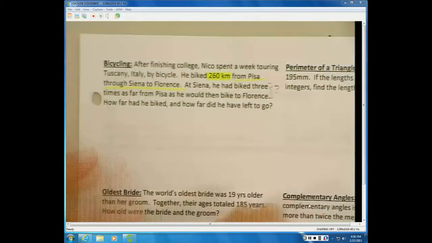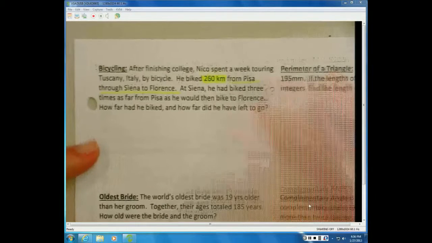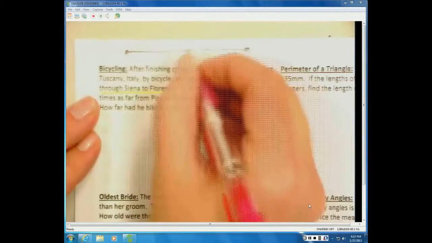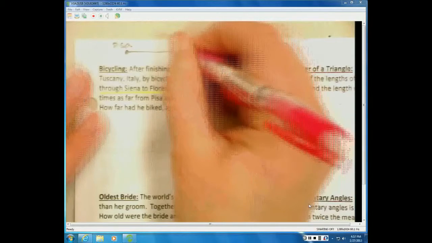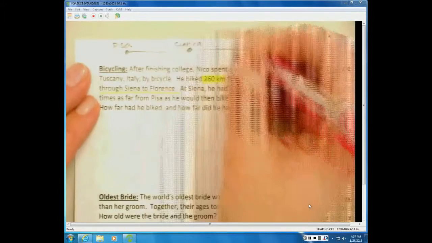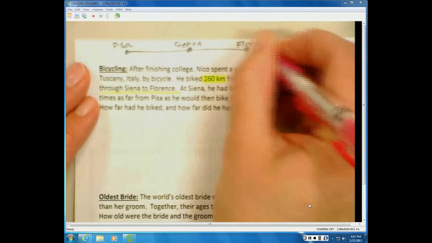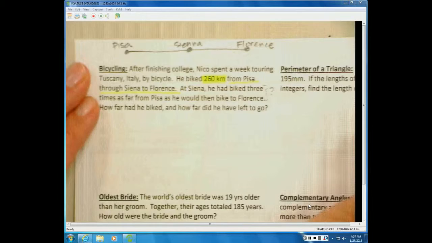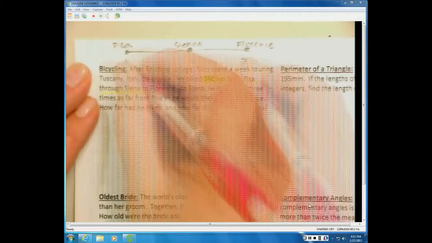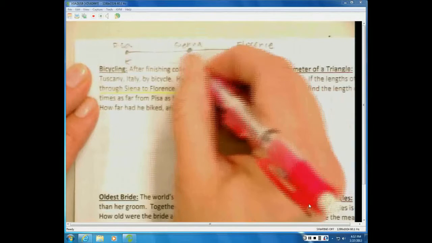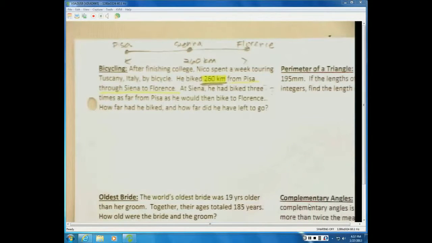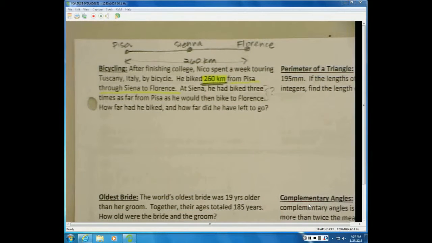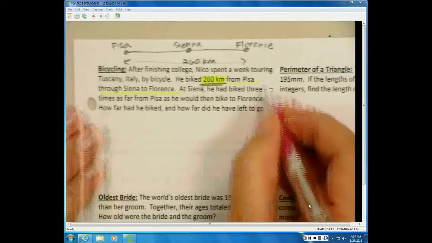Now, we've read it. Let's try and draw a picture here. I know that he is on a bike trip. He is starting in Pisa. He is passing through Siena, and he is going to Florence. I know that this total distance is 260 kilometers, right? I get that right here. So I have a picture kind of telling me what's going on, but let's look at this part here that's a little bit tricky.